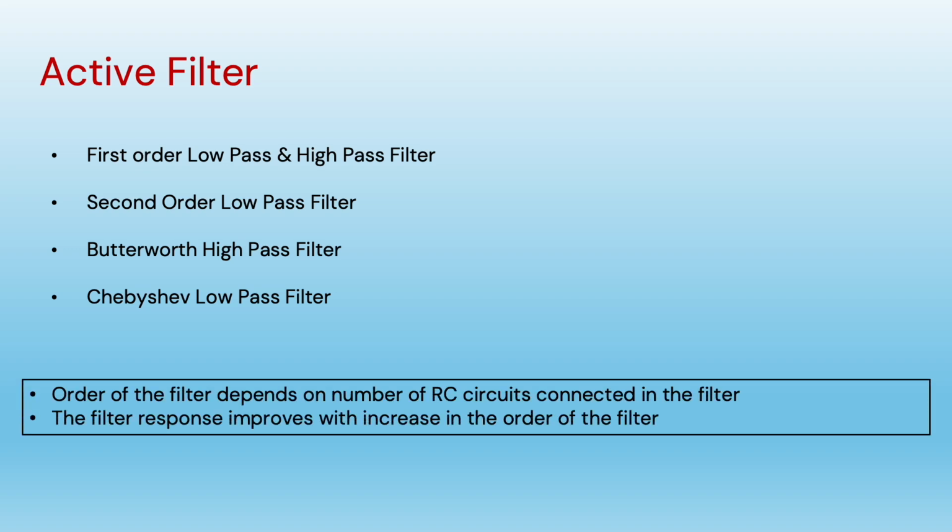And here, what do we mean by the order of the filter? Basically, the order of the filter depends on the number of RC circuits which are connected in the filter, and the filter response improves as the order of the filter increases. That is, if we have one pair of R and C, then it is a first order filter. If we have two resistors and two capacitors, the filter order becomes 2. So as we go on increasing the number of RC circuits in the filter, the response improves.